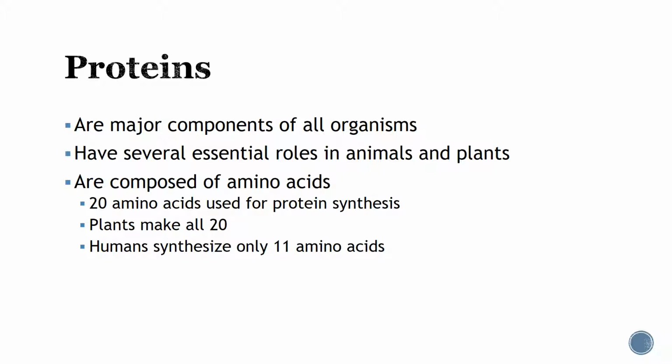All organisms have to have protein composed of amino acids. We look at 20 of them, and plants make all 20 of those amino acids that are used for protein synthesis. We, however, can only synthesize 11 of those amino acids, but plants can synthesize all 20 of them. So very essential in the role of plants and of animals.